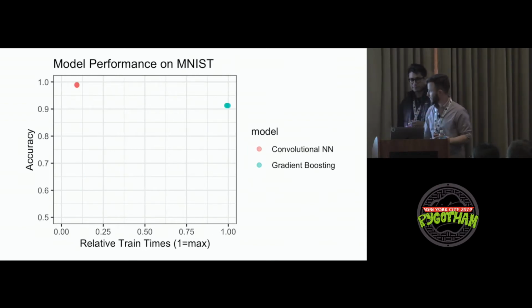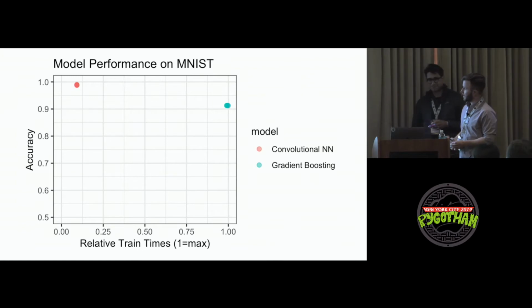Finally, on MNIST, we just used 2 convolutional neural networks, which we didn't bother telling you what convolutional meant, but it's basically how neural networks are used for vision, and gradient boosting.